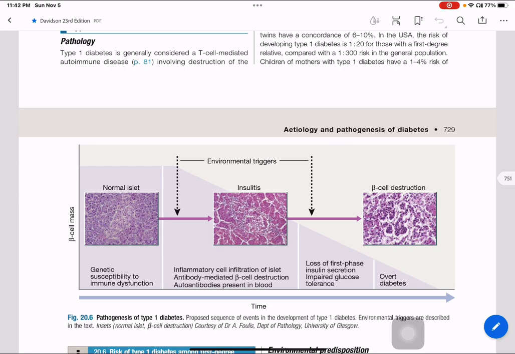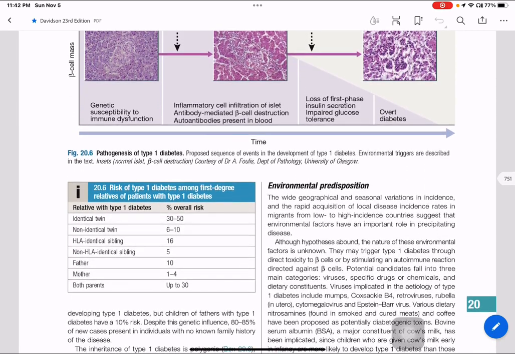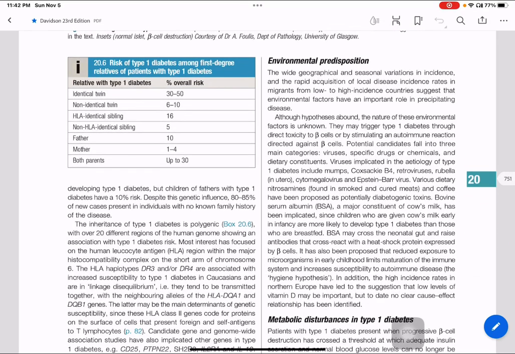There may be some antibody in the blood, and there may be some inflammatory cell infiltration in the pancreas. So this is not insulin resistance diabetes mellitus. This is actually a beta cell destruction and insulin deficiency diabetes mellitus. So that is called type 1 diabetes mellitus. This is common in young patients who are lean and thin, but there are some exceptions.